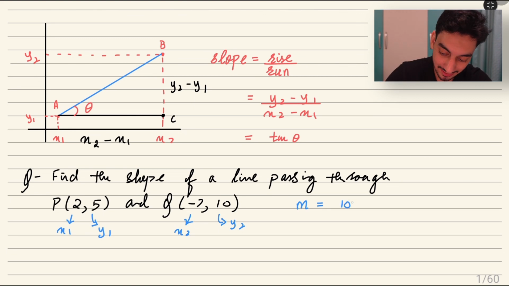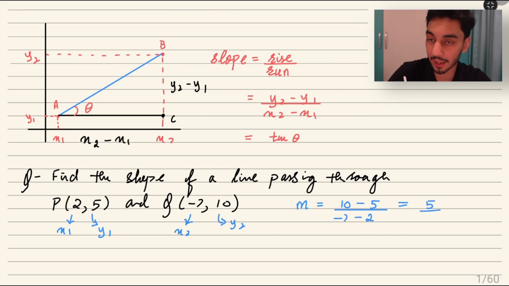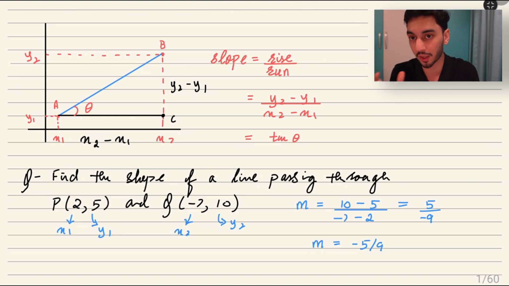y2 minus y1. What is y2? It is 10 over here, minus y1. What is y1? It is 5. So 10 minus 5 upon x2 minus x1. x2 is negative 7 minus x1 is 2. So negative 7 minus 2. So that thing would be 10 minus 5 is just a 5 upon negative 7 minus 2 is a negative 9. So finally, I can say that the slope of this line, which I am finding out the slope for, is negative 5 over 9. That is the slope of the line. That is how you find the slope of that line.